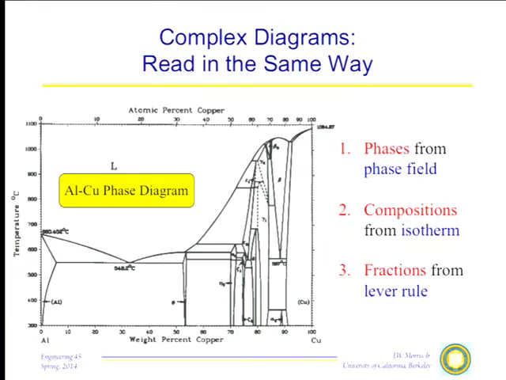If it's in a two-phase region, you determine the phases from the phase field, what phase is bound to this phase field, the compositions by drawing a straight line across the phase field and seeing where it intersects, and the fractions from the lever rule. And that's how you read any phase diagram, no matter how messy it may be.